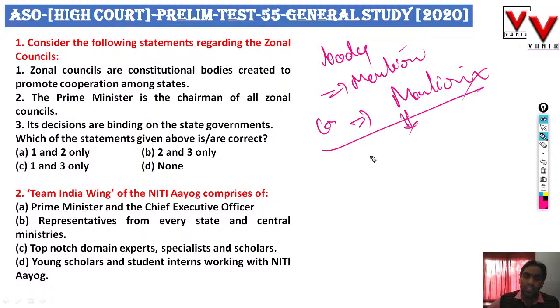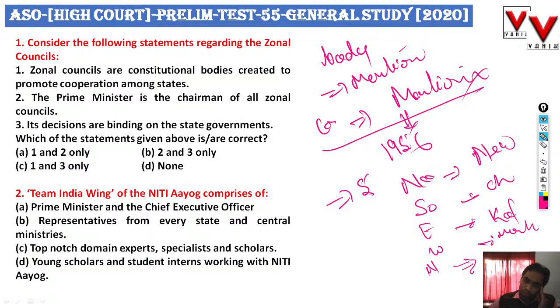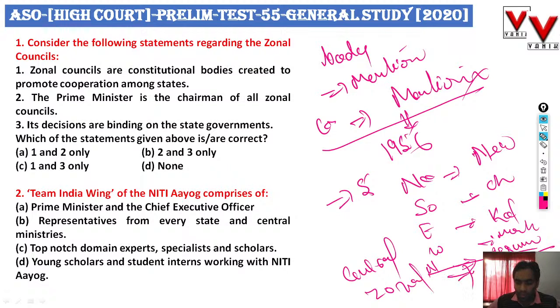It was created by the States Reorganisation Act 1956, and there are five General Councils. The Northern General Council has its headquarters in New Delhi. The Southern one has its headquarters in Chennai. The Eastern one has its headquarters in Kolkata, very near to you. Then there is the Western one, in Maharashtra, and the Northeast one, which has its headquarters in Assam. The Central one has its headquarters in Kanpur, Prayagraj, earlier known as Allahabad, now Prayagraj.